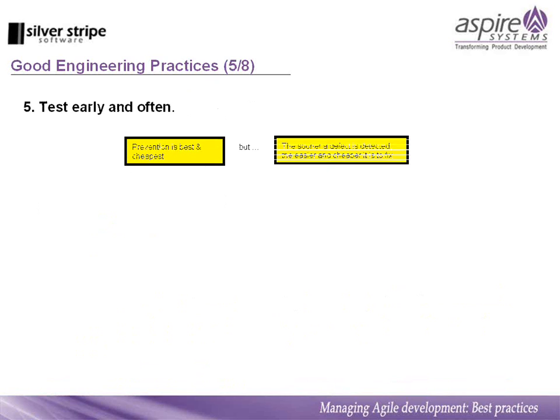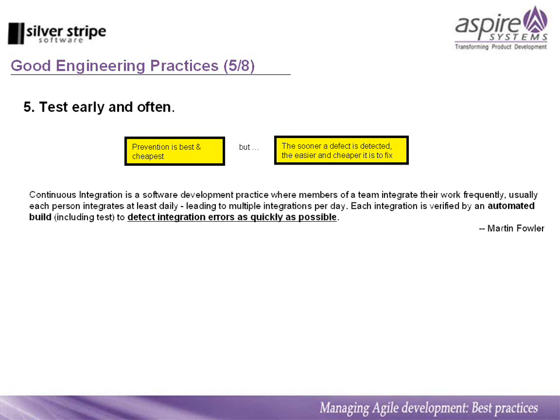Okay, let's move on to the next one. Here, what we are saying is test early and often. Prevention is best and cheapest, but the sooner a defect is detected, the easier and cheaper it is to fix. What we really mean by test early and often is continuous integration. By definition, continuous integration is a software development practice where members of the team integrate their work frequently, usually on a daily basis. This is very much needed for product integration.